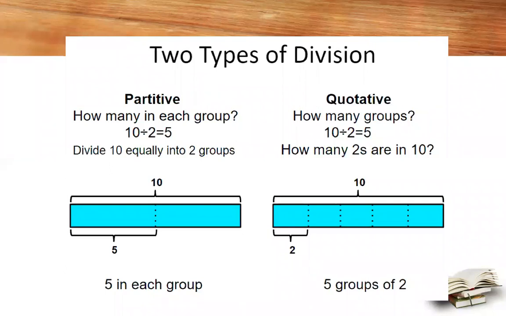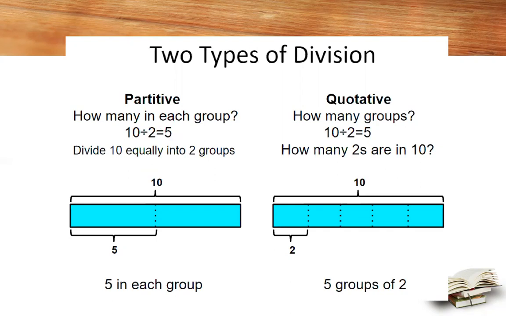For example, you take 10 divided by 2 equals 5. You are dividing 10 equally into two groups, so there are 5 in each group. For example, I have 10 apples, and I would like to share them equally between 2 children. Then how many apples can each child get? Each child can get 5 apples.